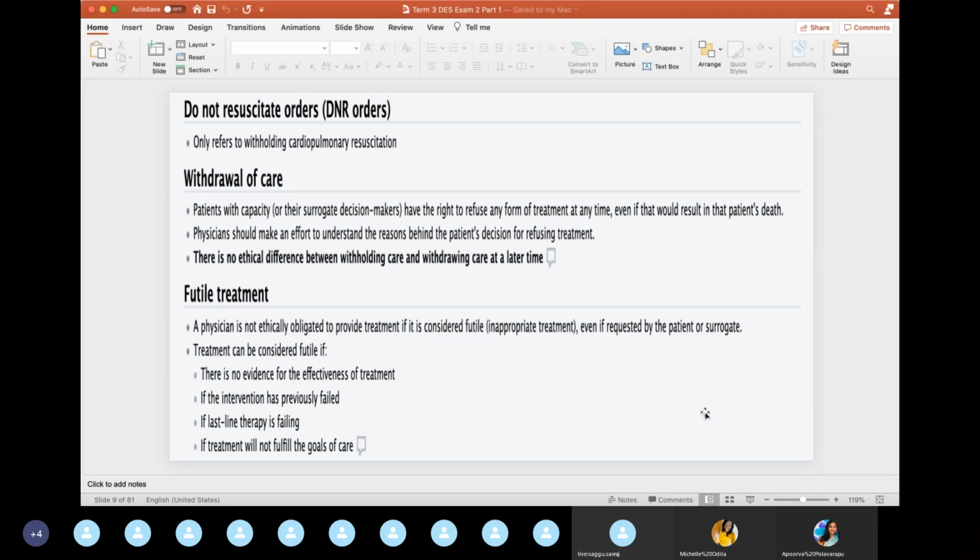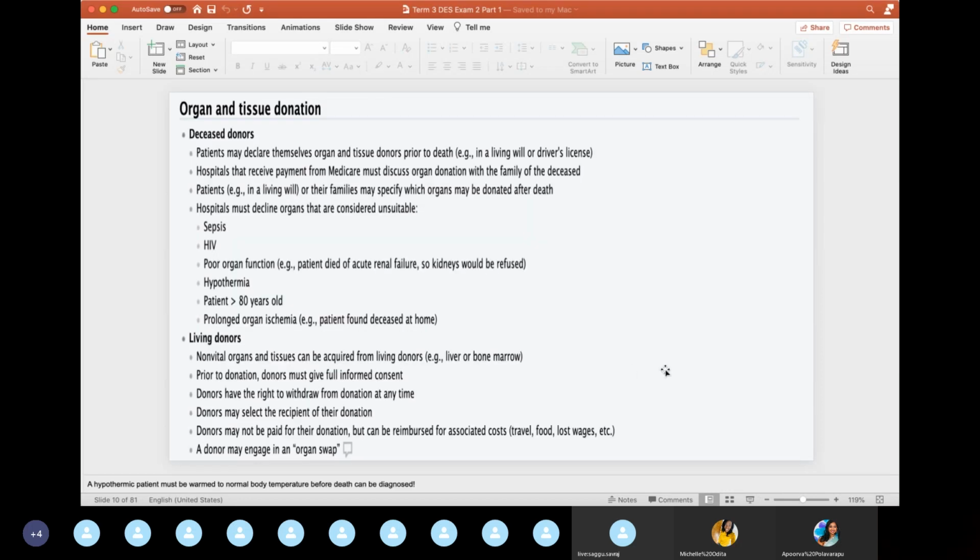Organ and tissue donation. So organ and tissue can be donated, for example, from deceased donors and living donors, right? So for deceased donors, the person is dead, obviously. And you look into the card and it says there on the driving license, the patient is an organ and tissue donor. Should you just harvest the organ? Yes or no?